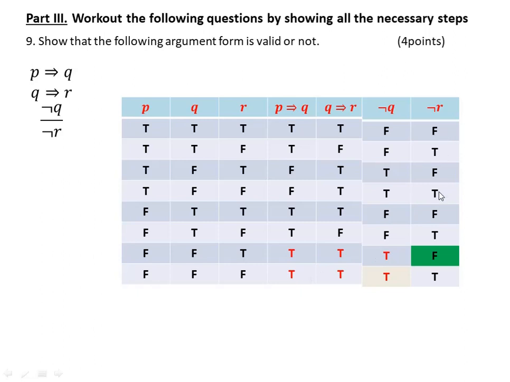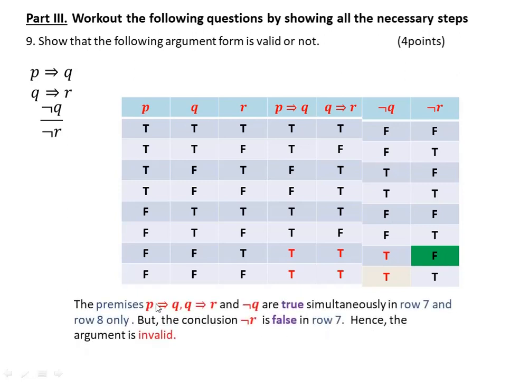Then we can check their conclusions. Now here in both row 7 and 8, the premise has truth value true. But in the 7th row, the conclusion, which is negation R, is false. As a result, the given argument is invalid.